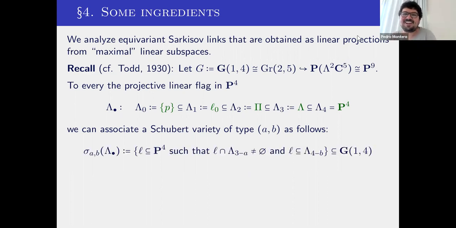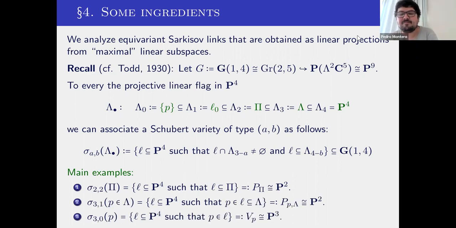So this here is an incidence relation. I will mainly focus on planes and volumes. So please focus your eyes on the examples. If you are in P4 and you take a plane, a P2 inside P4, and you look at the lines inside this plane, of course, this is the same as the dual plane, right? The dual P2, this is dual geometry. So this is, of course, a P2, because we know that the dual of P2 is P2. And this is a plane inside the Grassmannian.